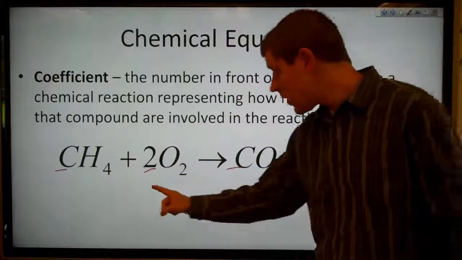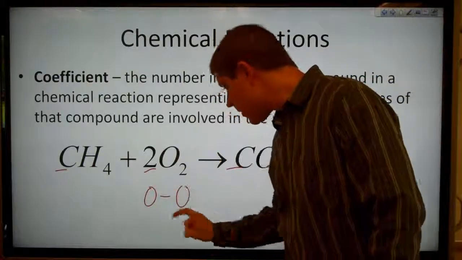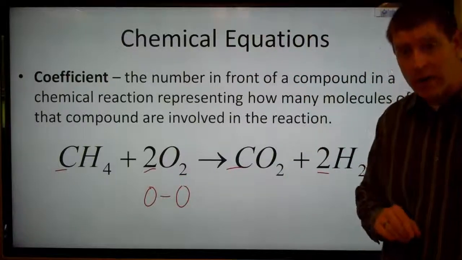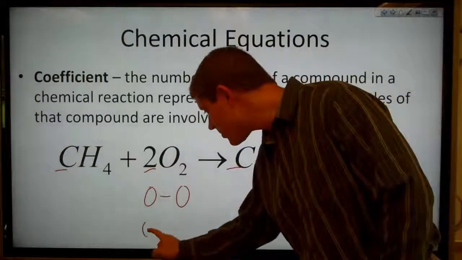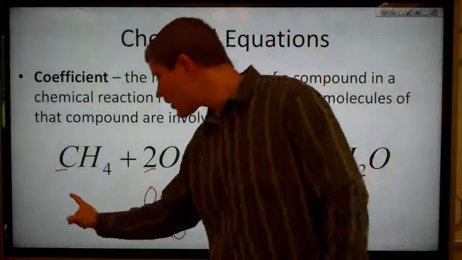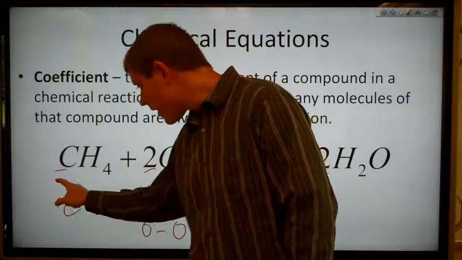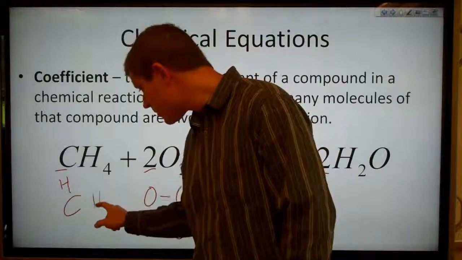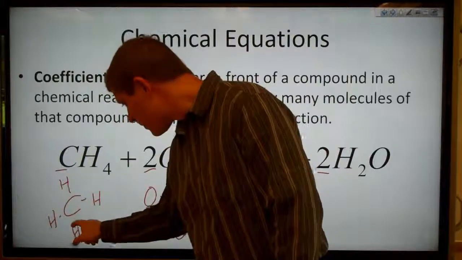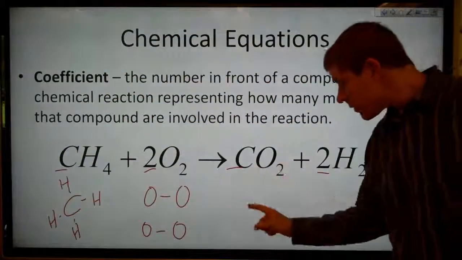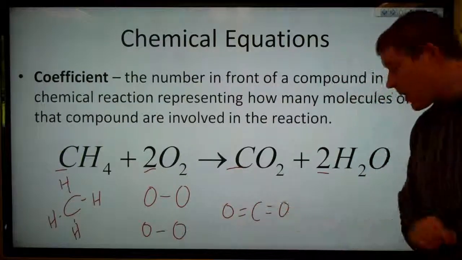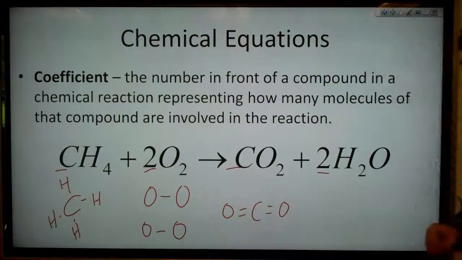So if we want to draw this out, we have a molecule that looks like that. We have 2 oxygen atoms bonded together, but we have 2 of those molecules together. In this case, we have just a single molecule containing 1 carbon and 4 hydrogens. In this case, we've got 2 oxygen atoms bonded to a carbon. In this case, they happen to be doubly bonded.